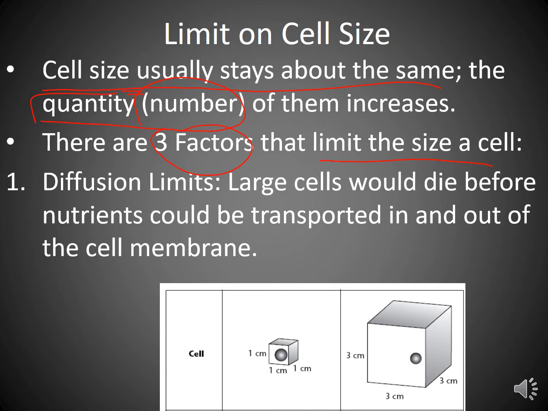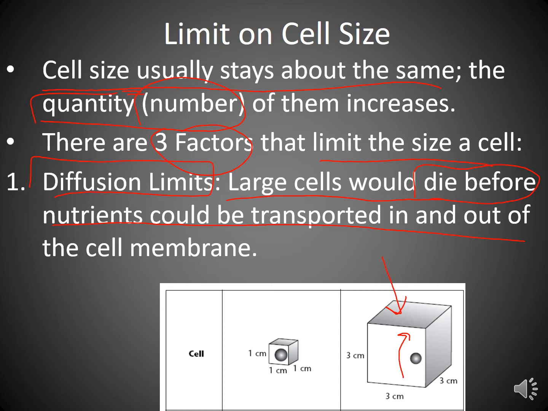The first factor is diffusion limits. Large cells would die before nutrients could be transported in and out of the cell. Here is a large cell. So this large cell, can you imagine that before we can get here, something obviously would have had to die to get around the cell?